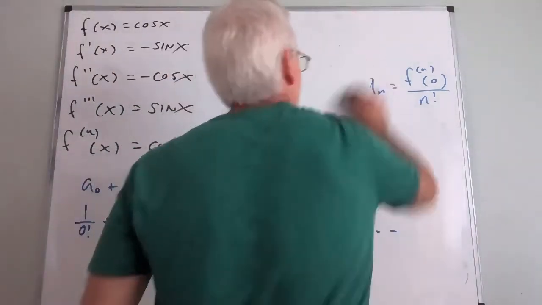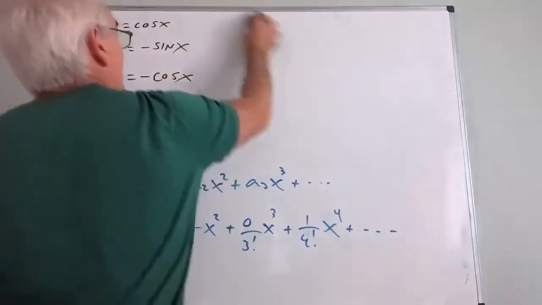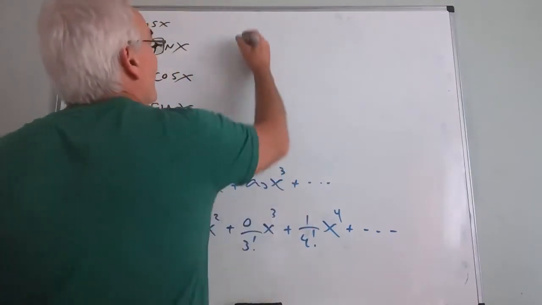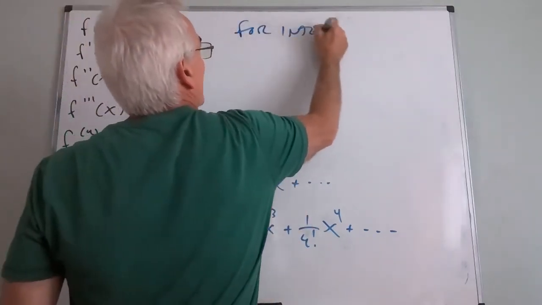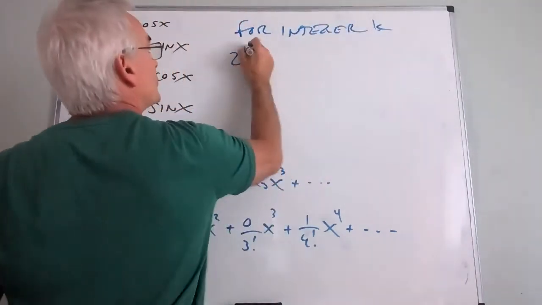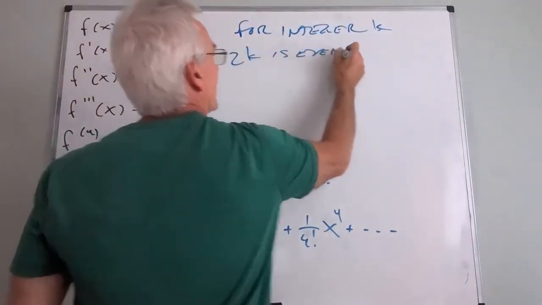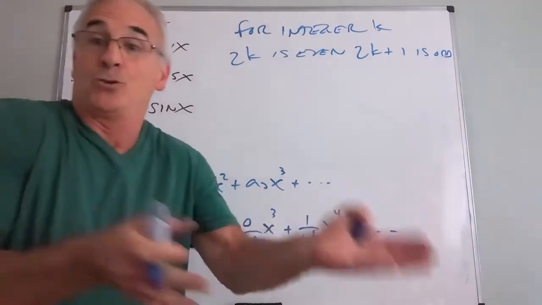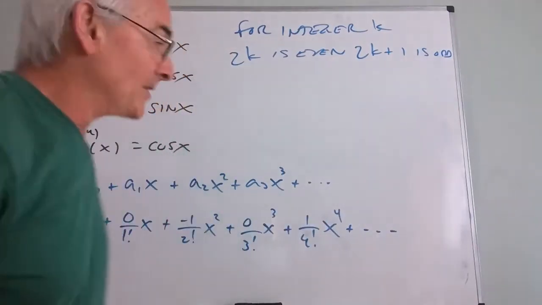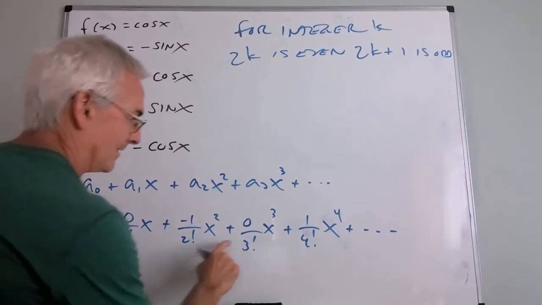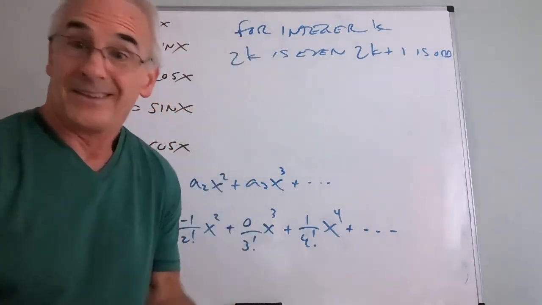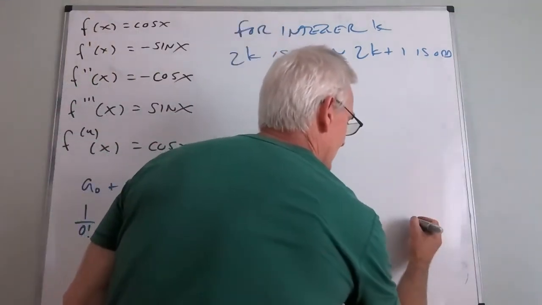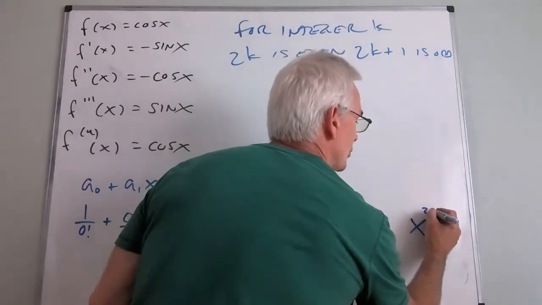This is something you know from discrete math. Odd integers versus even integers. For integer k, we know 2k is even and 2k plus 1 is odd. For any integer, if you take 2 times that integer, it's even. So what I need to do is write a pattern that involves only evens. Okay, so at some point, I'm going to have x to the 2n.